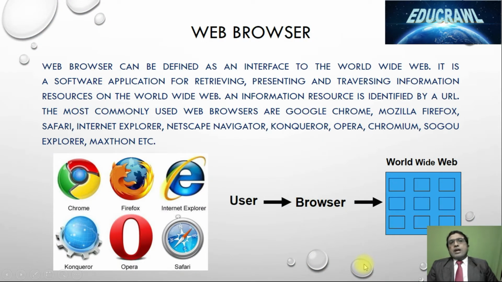Now let us see about the web browser. A web browser can be defined as an interface to the World Wide Web. It is a software application for retrieving, presenting and traversing information resources on the World Wide Web. An information resource is identified by a URL, Uniform Resource Locator.